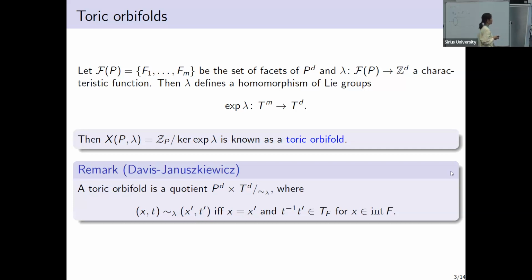And this equivalence relation is given by (x, t) is identified with (x', t') if and only if the first coordinates are equal, and t inverse times t' lies in some torus defined by this face F. So this face is the unique face in the simple polytope which contains x in its relative interior, and T_F is the subtorus given by the characteristic function.